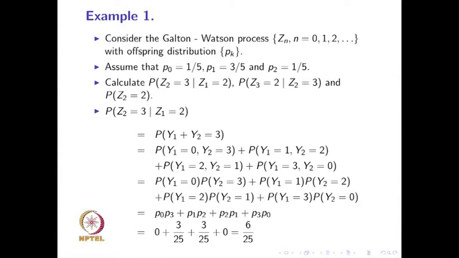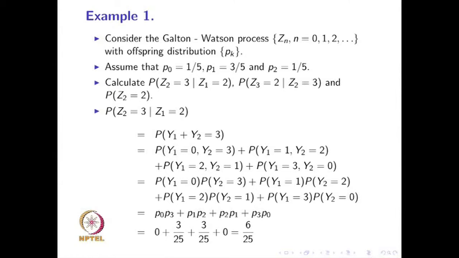Our interest is to find the conditional probability of Z2 equal to 3 given Z1 was 2, and also the probability that Z3 is equal to 2 given Z2 was 3, and also the probability of Z2 equal to 2.